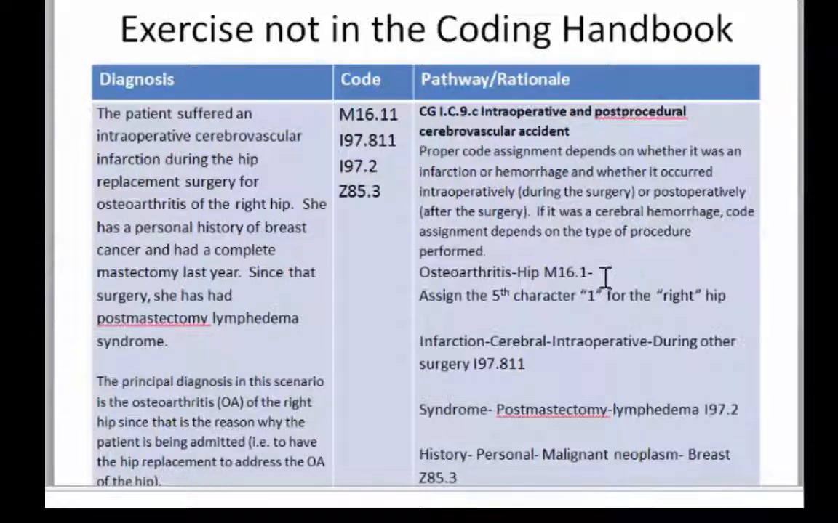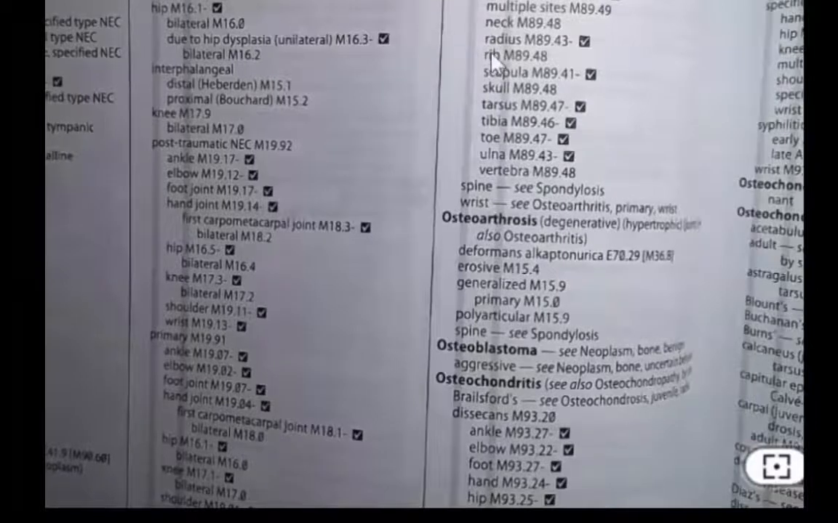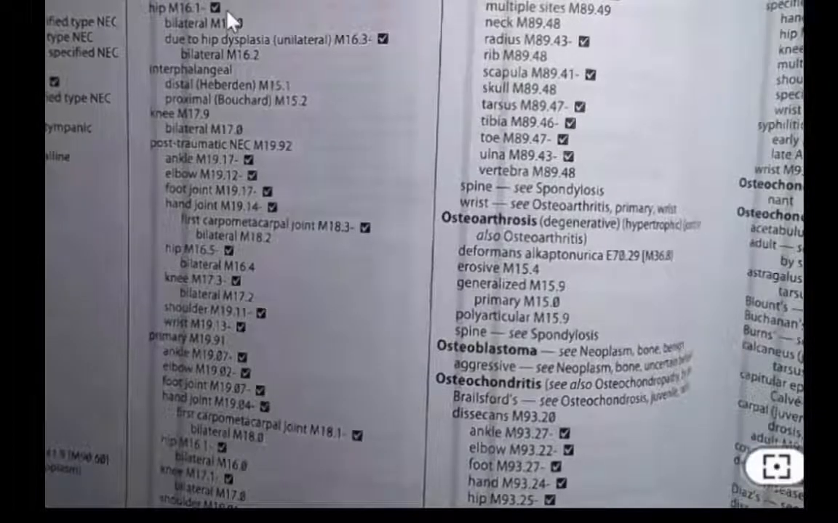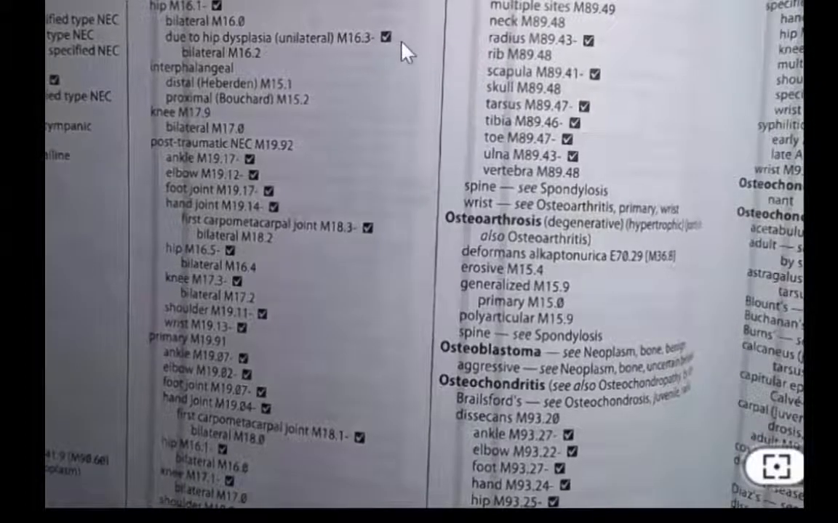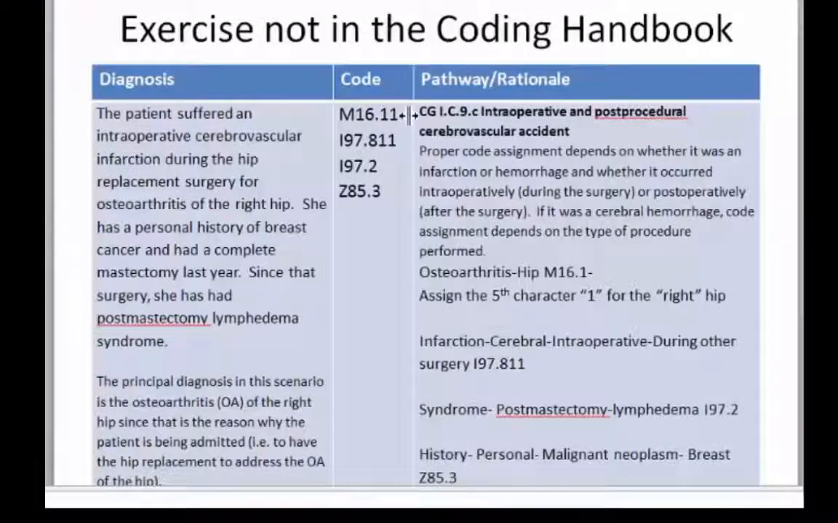So you've got the osteoarthritis first. So let's look that up. Osteoarthritis of the hip. Osteoarthritis of the hip is M16.1-, and those extra dashes are going to have to do with us identifying which side of the body we're on. In this case, the fifth character is a 1, which indicates it's the right hip.